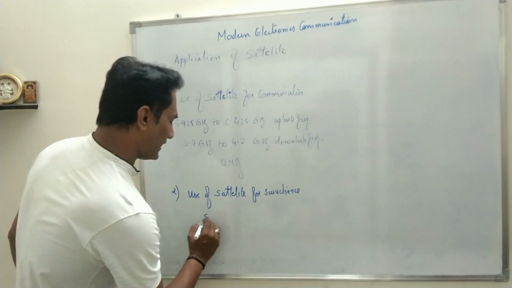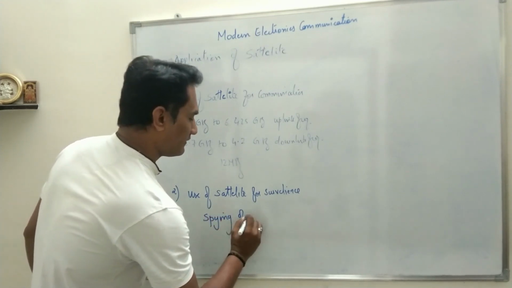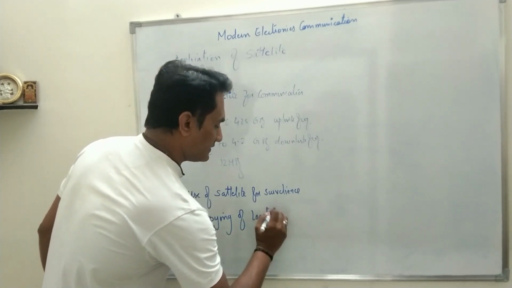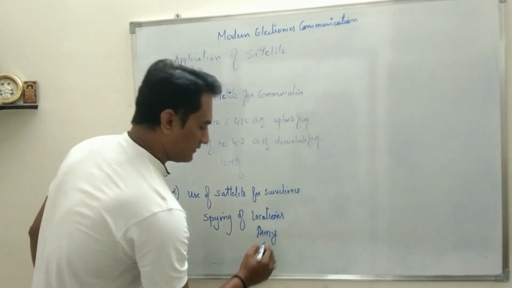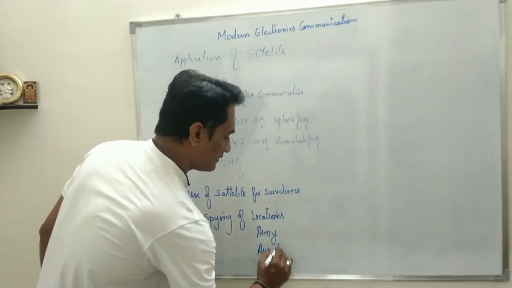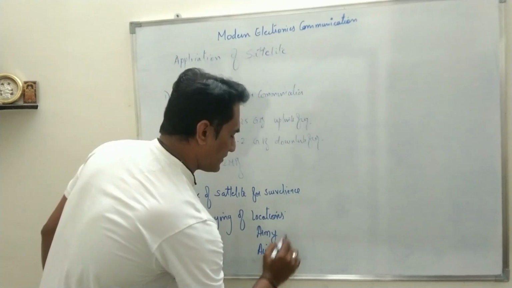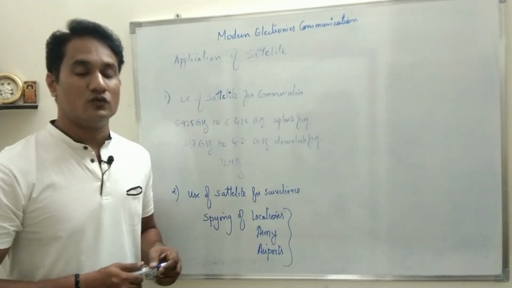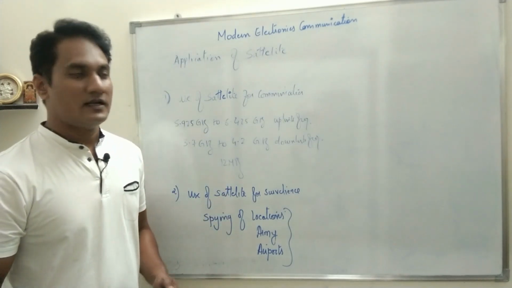This is spying on locations, army and whatnot, airports. There are a number of applications where we can use satellite for spying. So that is the use of satellite for surveillance.